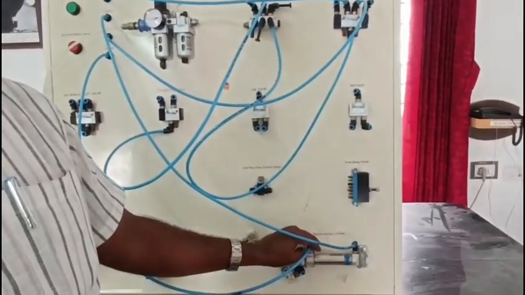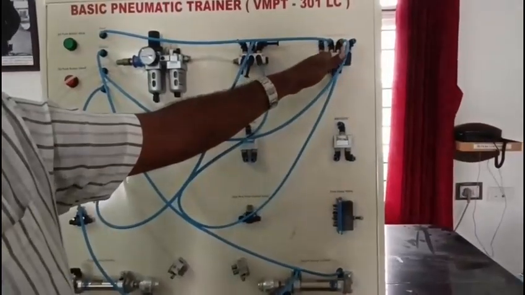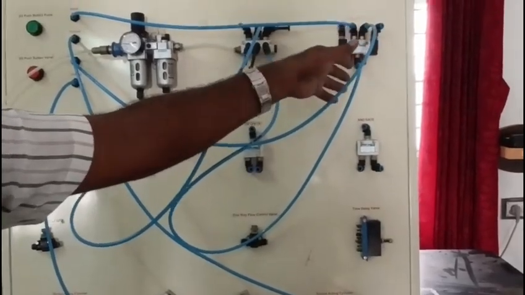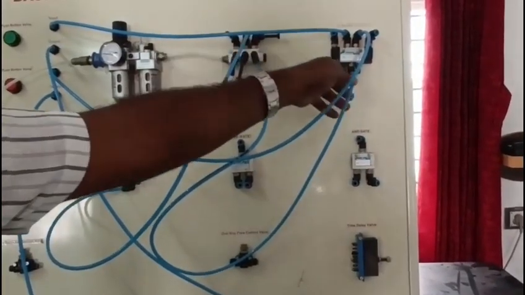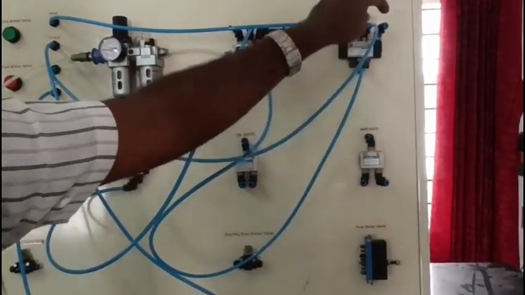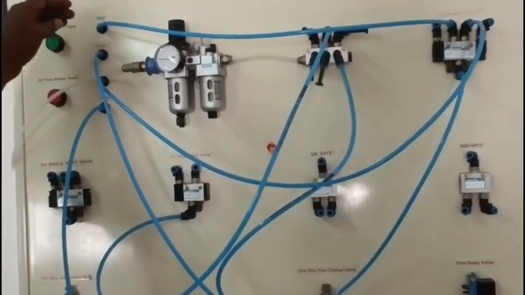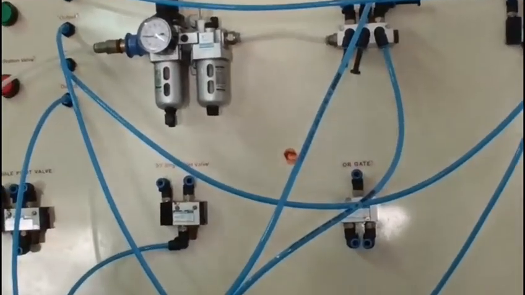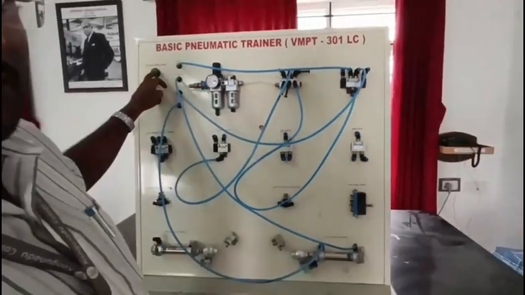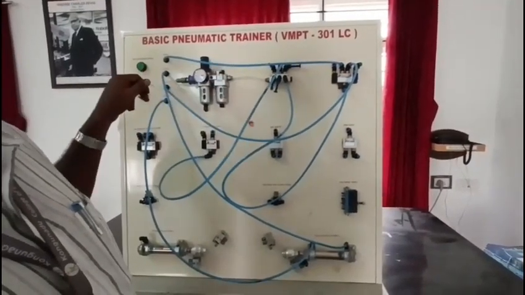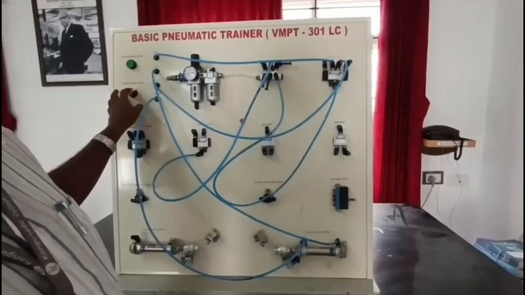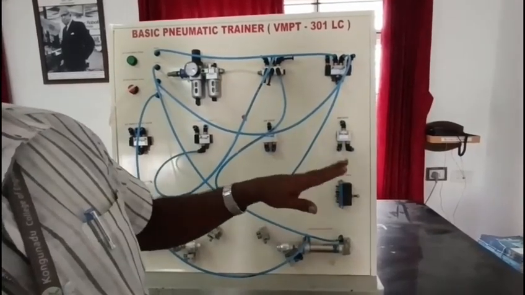In the double acting cylinder circuit you see a 5/2 directional control valve. You have to connect one air input from the FRL to the 5/2 DCV. Then the output is connected to the push buttons. The output of the push button is connected to the cylinder. If you press this push button, the cylinder will move forward. If you press this push button, the cylinder will retract.